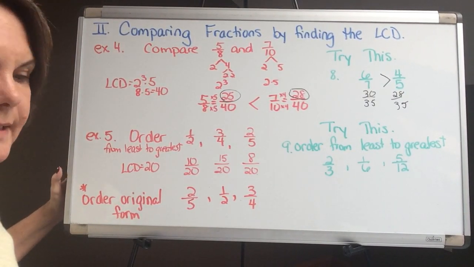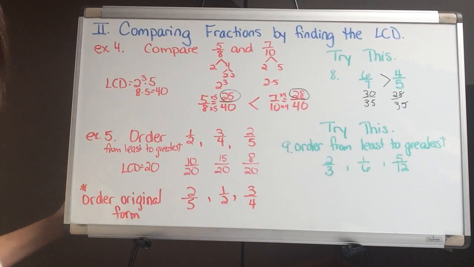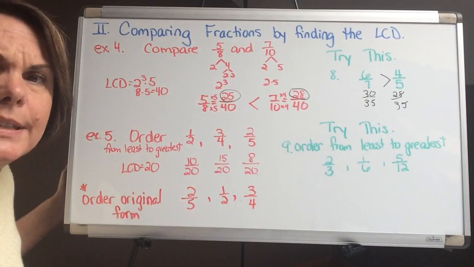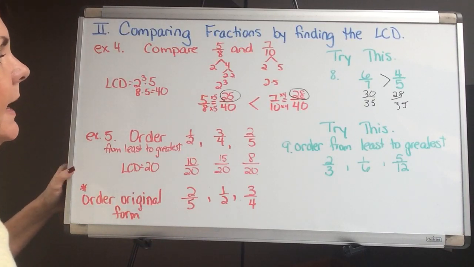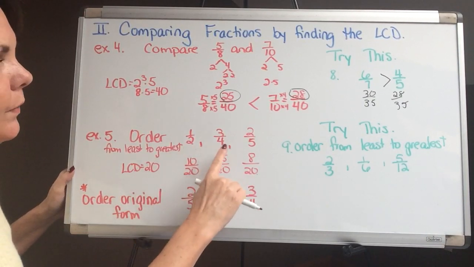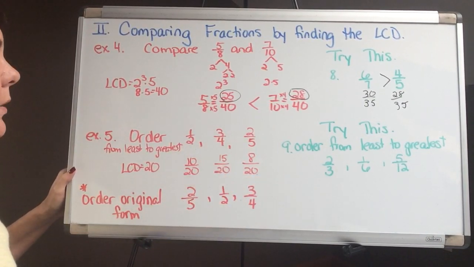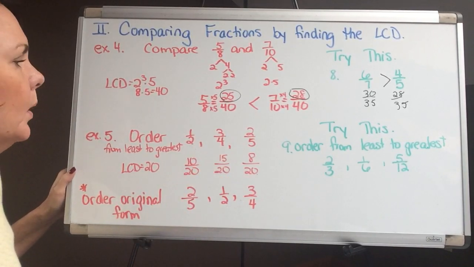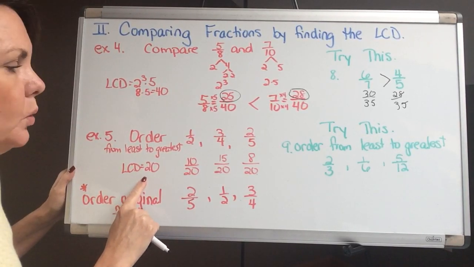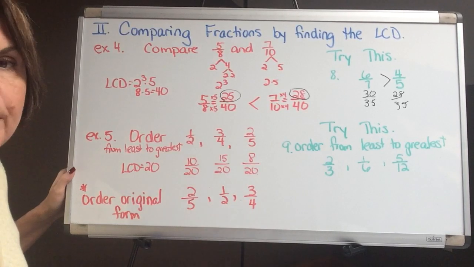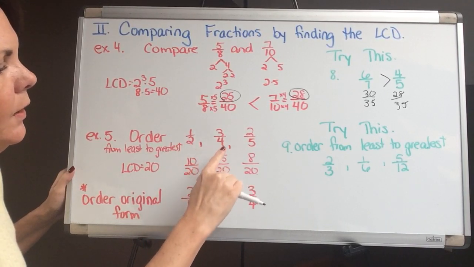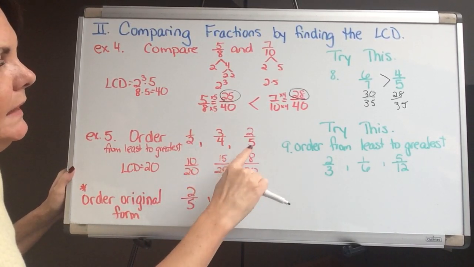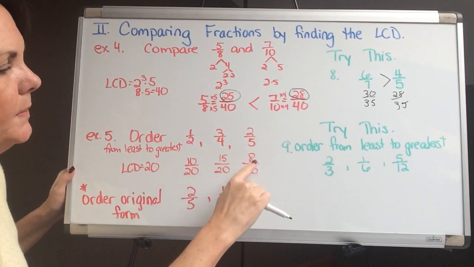And let's take a look at our last example here. Order from least to greatest. Now make sure you look, because I could say order from greatest to least. We usually do least to greatest, but I can change it, so make sure you're looking at the directions. Now I have 3 fractions, 1/2, 3/4, and 2/5, and again I'm going to look at the denominators, 2, 4, and 5. Well, the LCD, I can factor this out just like we've done before, and the LCD here is going to be 20. So if I make equivalent fractions all out of 20, 2 times 10 is 20, so 1 times 10 is 10. 4 times 5 is 20, so 3 times 5 is 15. And 5 times 4 is 20, so 2 times 4 is 8.